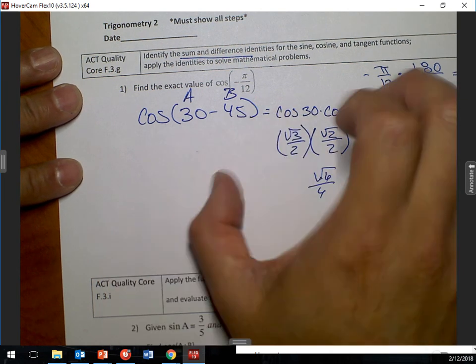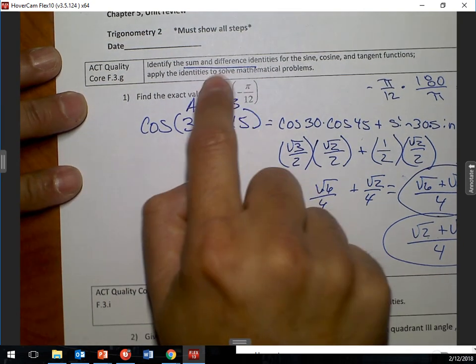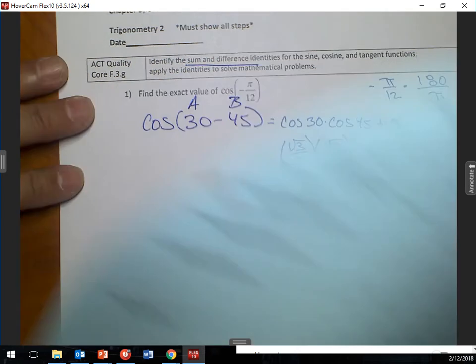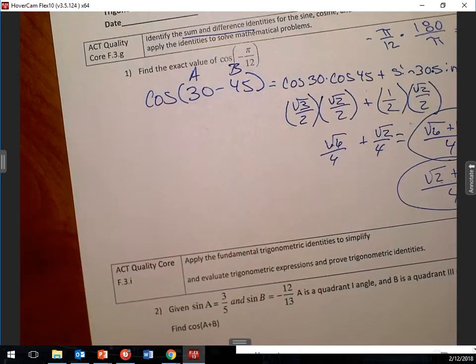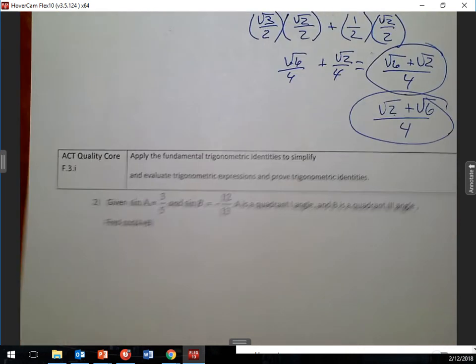So there's more than one way. There's a bunch of different ways. That's why I underlined this right here. This is using sum and difference. And that's why I pointed out for my reference sheet the sum and difference, which ones you're using. These two right here. All right, so let's take a look at the next one down here.